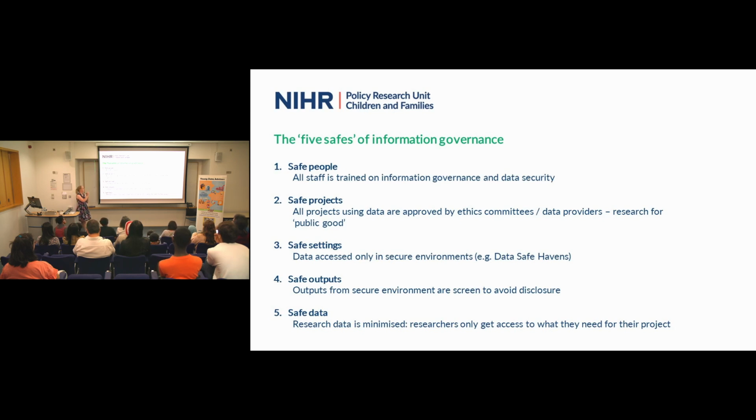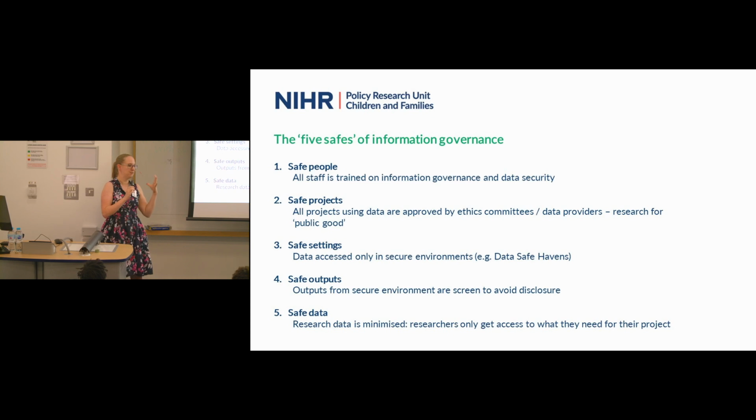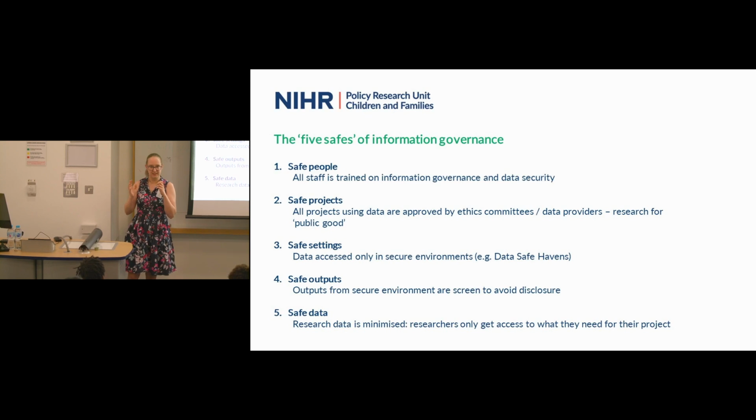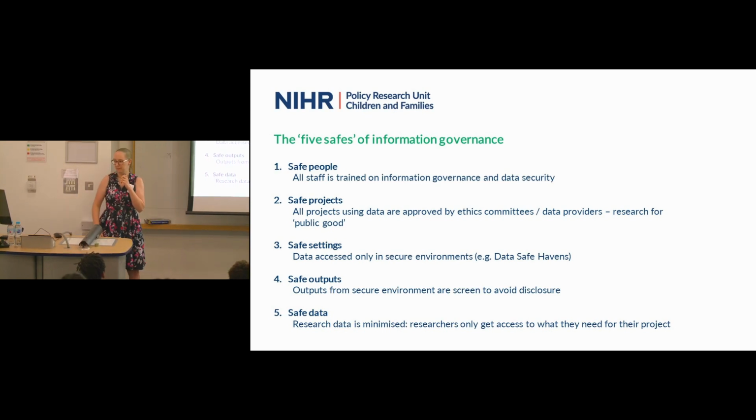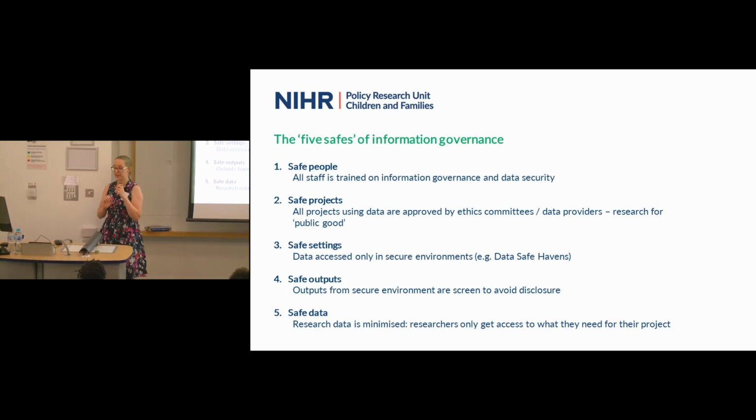And a fancy word for keeping data safe is information governance. And there are these 5 safes that we try to put in place to keep the data safe once we get it. So we only have safe people access the data. Any researchers who want to work with this have to do a course on information governance, so they know all the legalities around this and how they can and can't use the data. All projects have to be safe, so every project has to be approved by different committees.